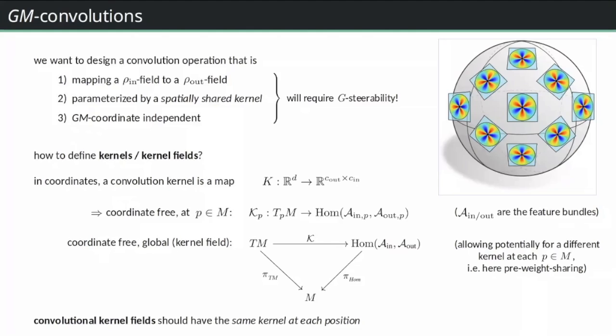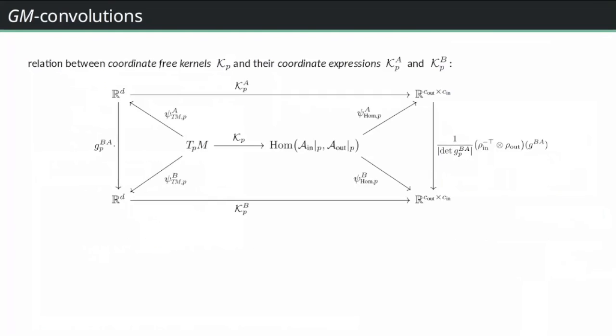And this is a general kernel field in a coordinate-free setting. But if we want to have a convolution, we need to look at a very specific type of kernel fields, which are so-called convolutional kernel fields, which share kernels between different points.